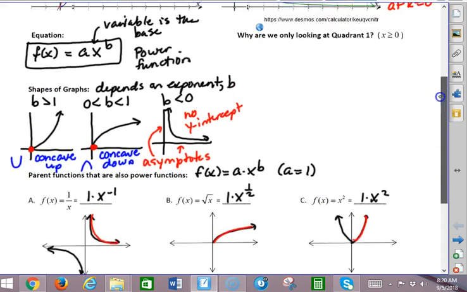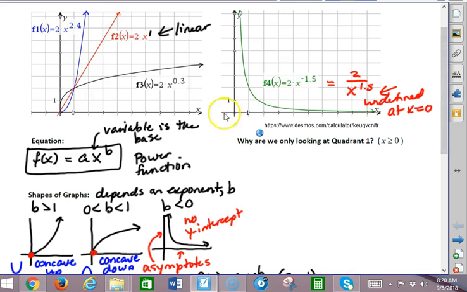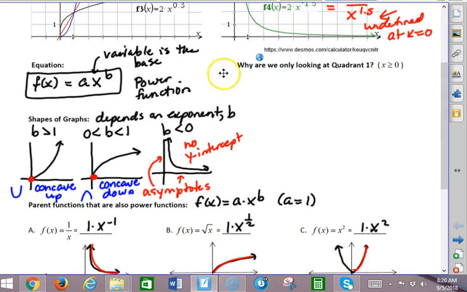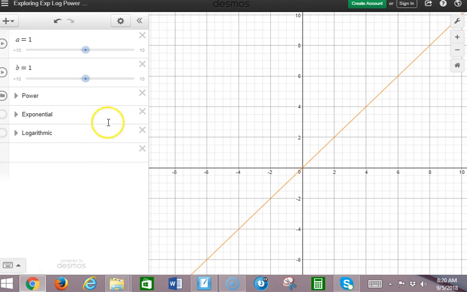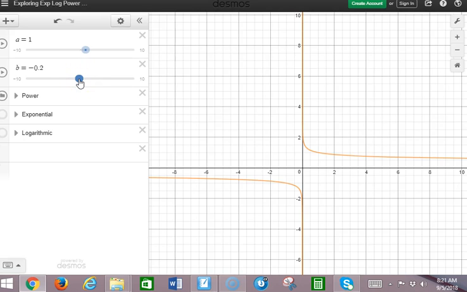Now, notice that when I talked about power functions, I am only looking at all these four graphs in the first quadrant where x is greater than or equal to 0. Why are we only looking at quadrant 1? Well, I want to show you this on Desmos. Okay, so right now a is 1, so our coefficient is 1, and right now b is 1, so this is linear. If I make b bigger than 1, we see this characteristic curve forming in quadrant 1, this concave up curve. And if I make b between 0 and 1, we see this concave down curve. And if I make b less than 0, we see this downward slope.